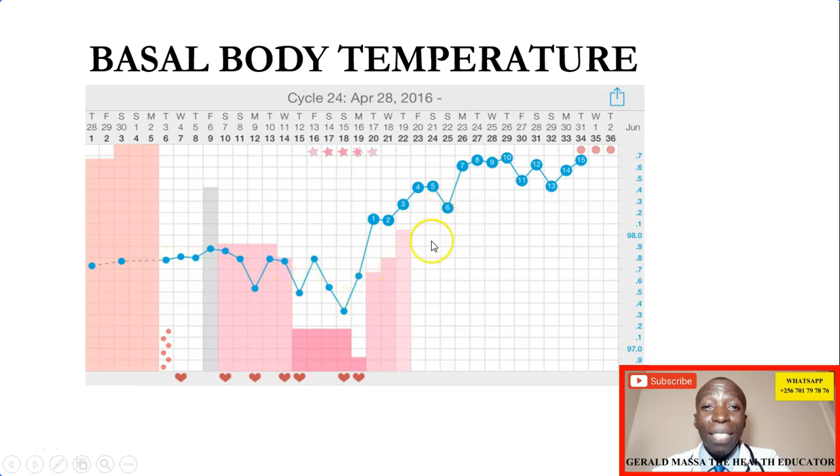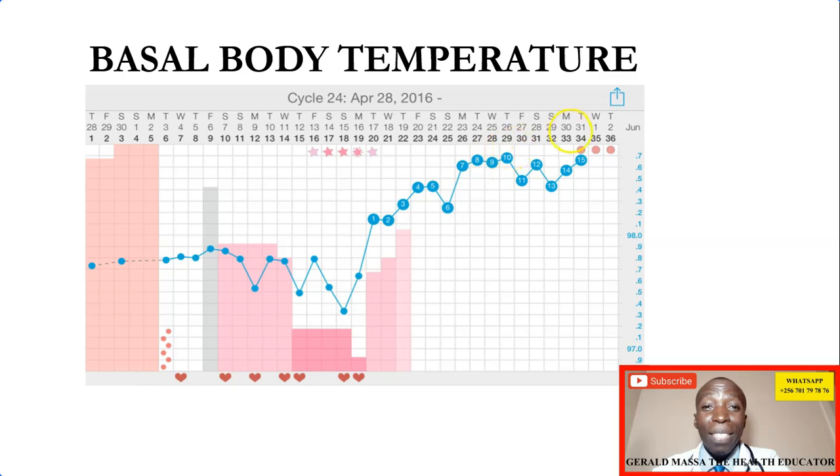You realize that when you reach your ovulatory days, or when ovulation is about to arrive, normally your body temperature tends to rise. It actually rises up to the peak. So if your body temperature rises up to the peak, that period when your body temperature rises is basically when you are most likely to be ovulating.